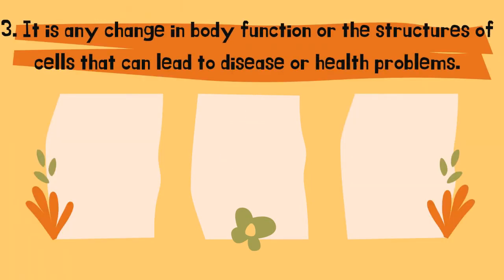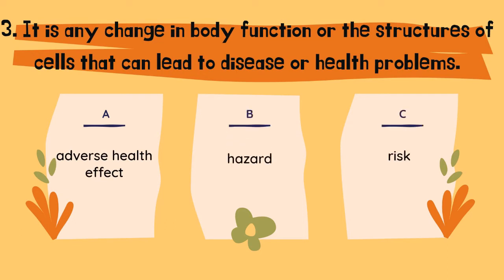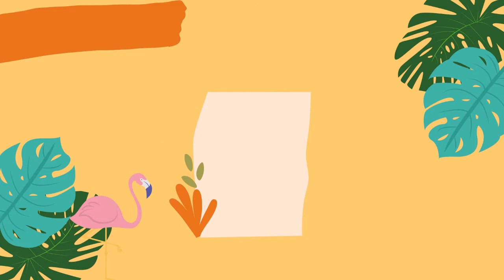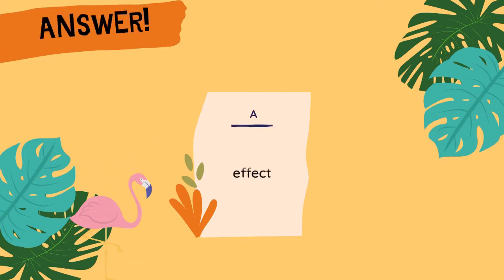For question number 3, it is any change in body function or the structure of cells that can lead to disease or health problem. A, adverse health effect, B, hazard, C, risk. So the correct answer is letter A, adverse health effect.